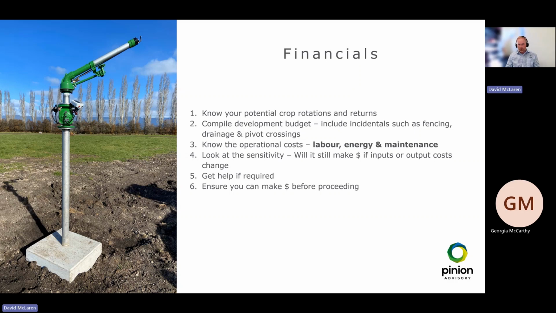So important to include things like, if there's a center pivot going on a site, fencing, new fencing, additional drainage is required. There may be drains or streams that the pivot has to cross, so there might be bridges or crossings. So it's so important to look at a complete budget that looks at everything to develop the irrigation system on your farm.